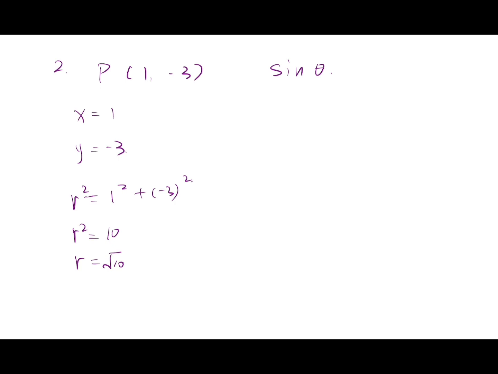And the second one, P is (1, negative 3), and we need to find the sine of the angle. We know x is 1 and y is negative 3, and r squared equals 1 squared plus negative 3 squared, which is 10, and r is square root 10. Then sine equals y divided by r, so it's negative 3 divided by square root 10. Then we need to rationalize the denominator, so we multiply square root 10 on the top and bottom, so it's negative 3 square root 10 over 10.